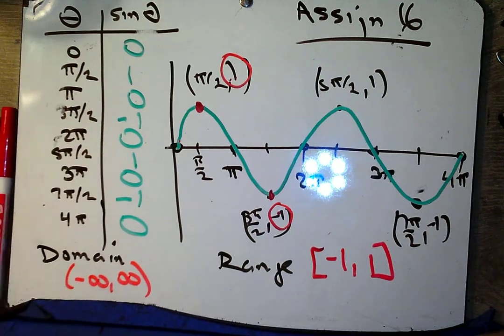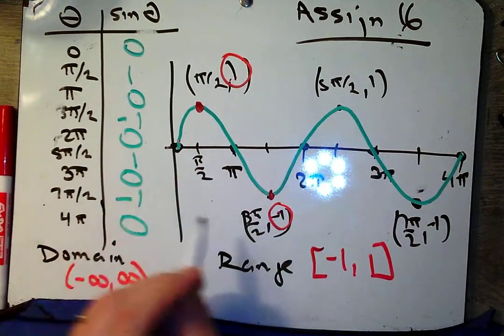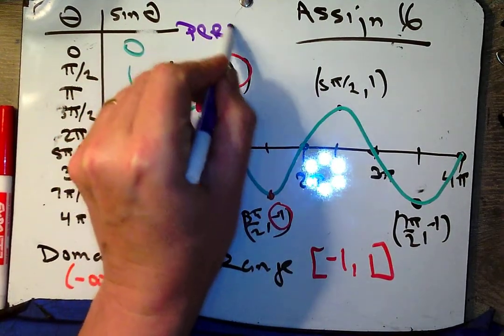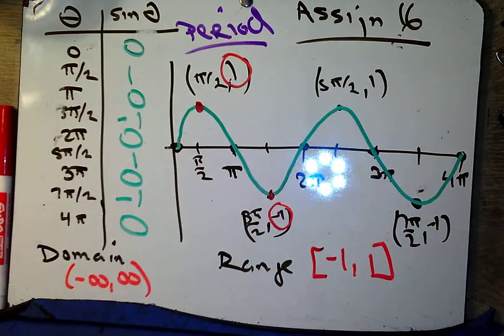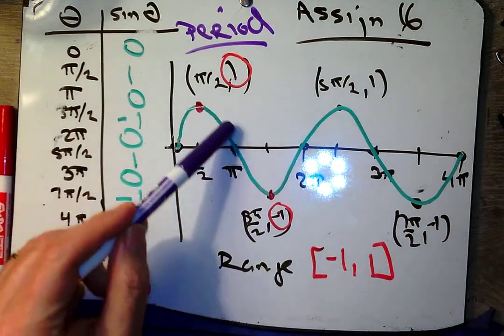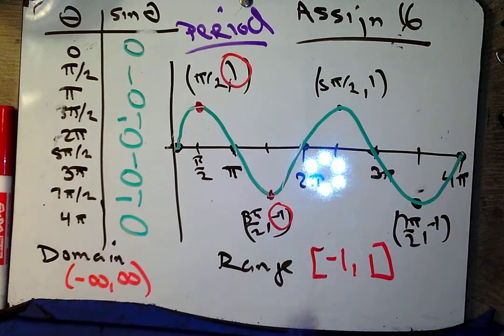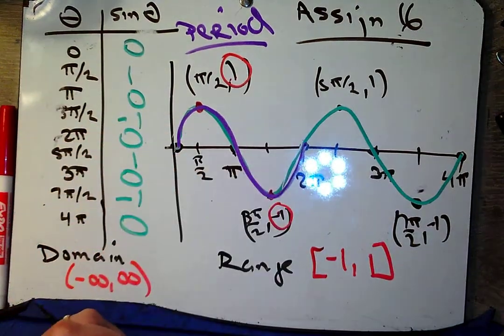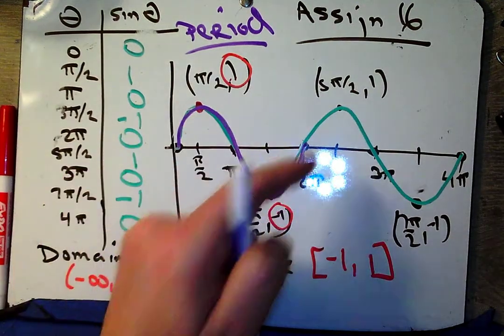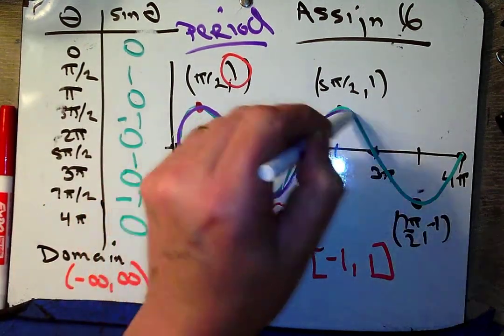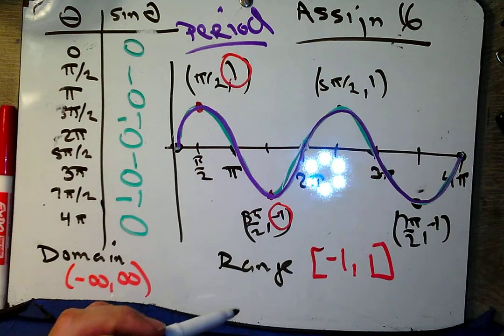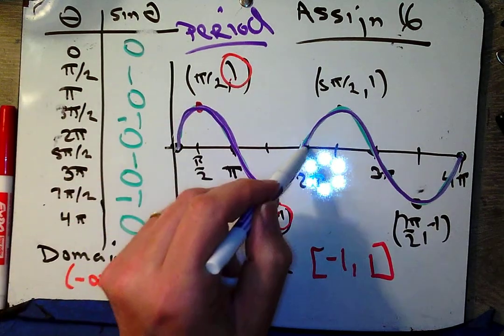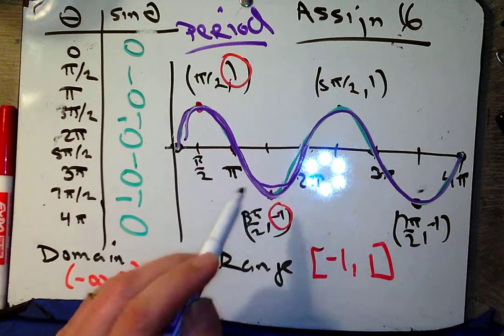Now, there's another word we need to define here, and we're going to be using that word a lot in this unit, and that word is period. So, how far do we have to go before this graph starts repeating itself? In other words, after I get to here, I've done one cycle of the graph, and now I'm ready to do a second cycle. How long was one full cycle of this graph? Well, it went from 0 to 2 pi.